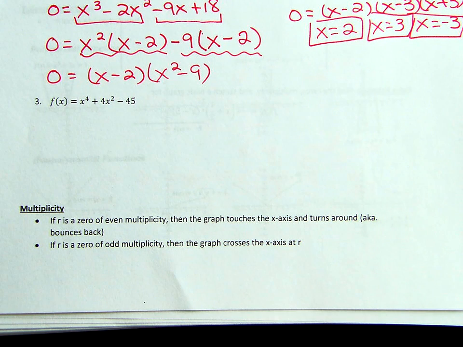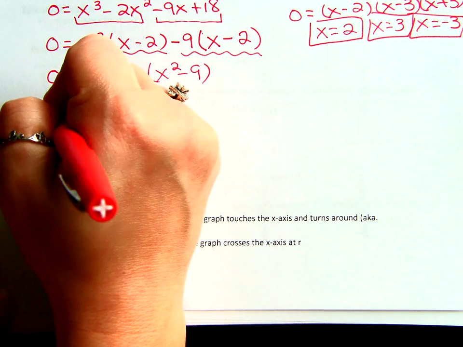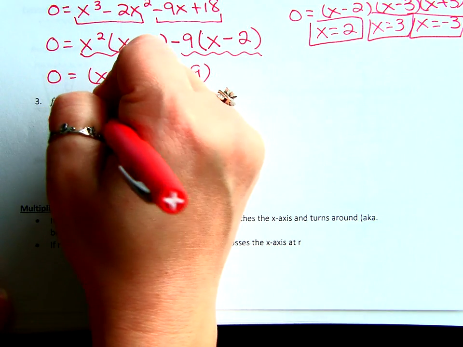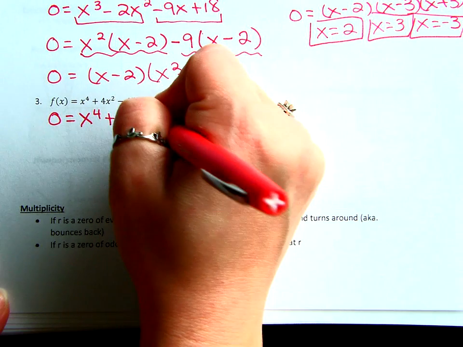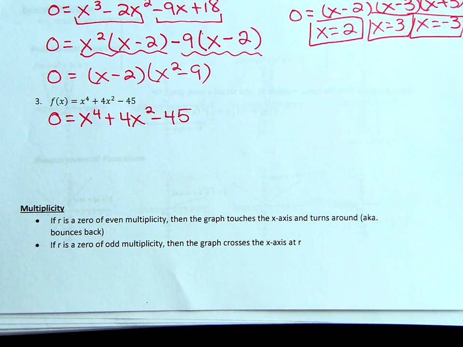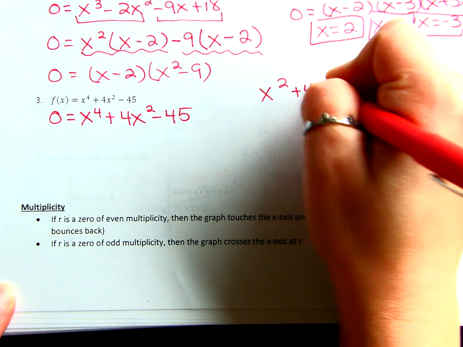All right, the next one. We have f of x equals x to the fourth plus 4x squared minus 45. So I'm going to set that equal to 0. And then I don't really want to think about factoring by grouping because I only have 3 terms. But what does this look a lot like? Quadratic. It looks a whole lot like a quadratic, doesn't it? Because a quadratic would look like x squared plus 4x minus 45. It would look like that.